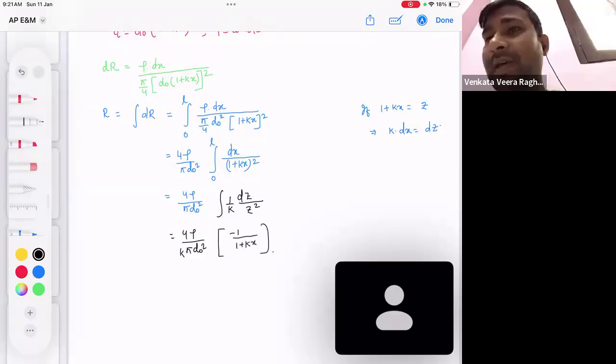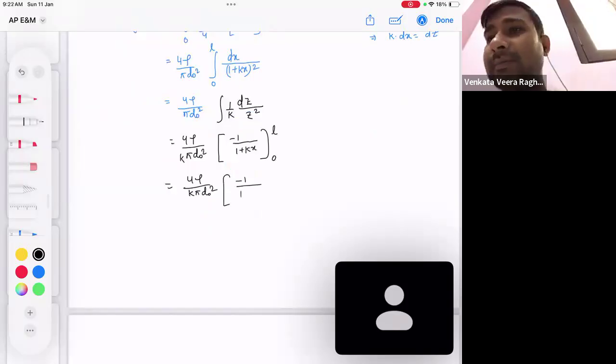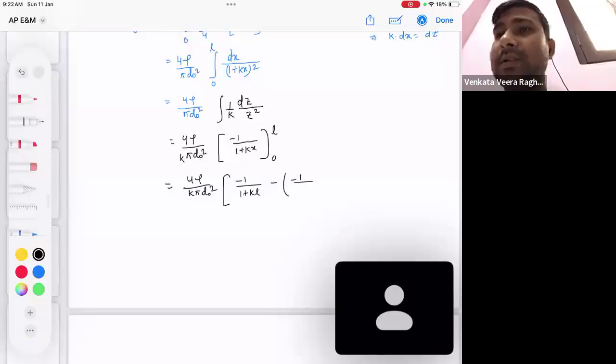Now let's put in the upper limit and lower limit, okay? So what are we getting? 4 rho by k pi d naught square. If you put the upper limit, it will become minus 1 by 1 plus kL, minus, for the lower limit, minus 1 by 1 plus k into 0, that is 1. Right, that's it.